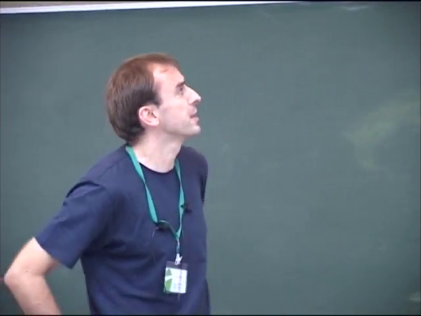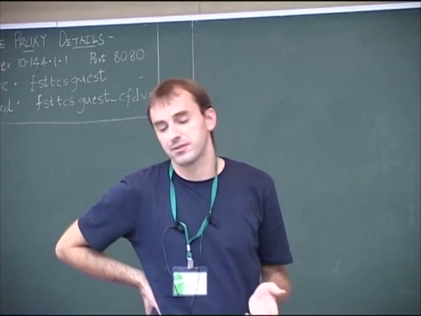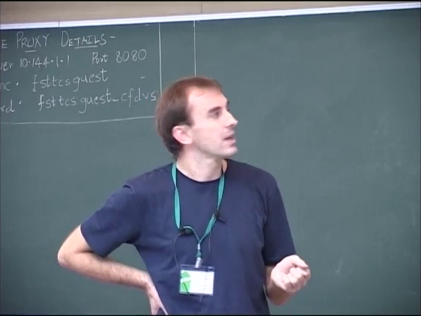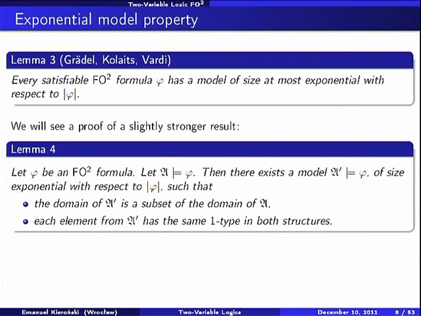namely lemma four here. So let phi be an FO2 formula, and let A be its arbitrary model. Then there is a model A prime of size exponential with respect to the length of the formula, such that its domain is a subset of the domain of the original model A, and the one types of elements are retained.